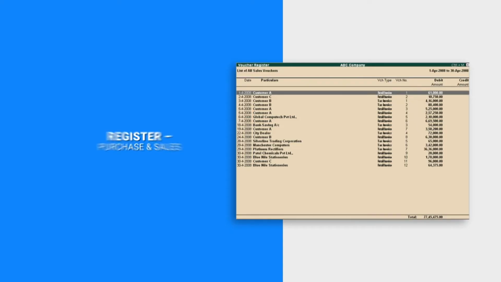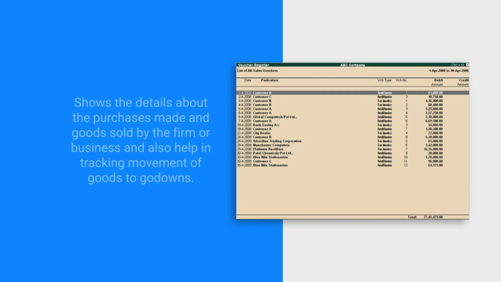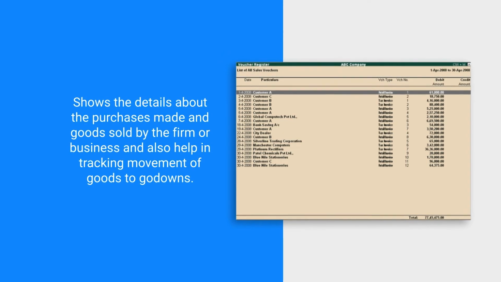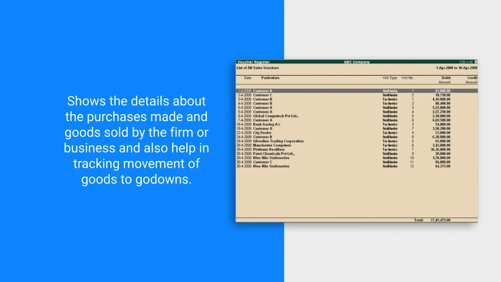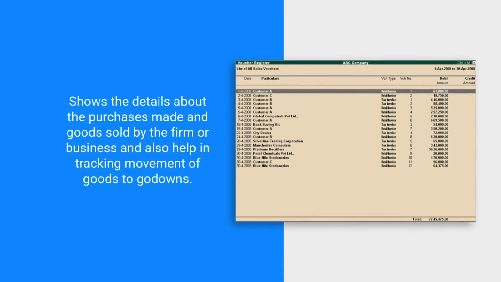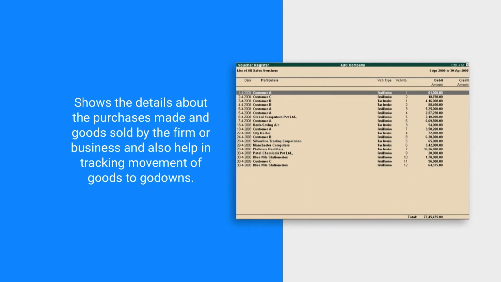Now let us look towards the register. Purchase and sales register are maintained by the Tally ERP 9. These registers show the details about the purchases made and the goods sold by the firm or business, and it will also help the business in tracking movements of the goods.